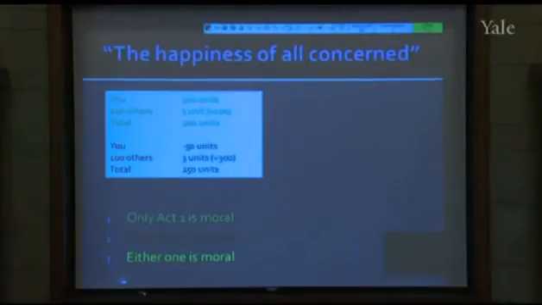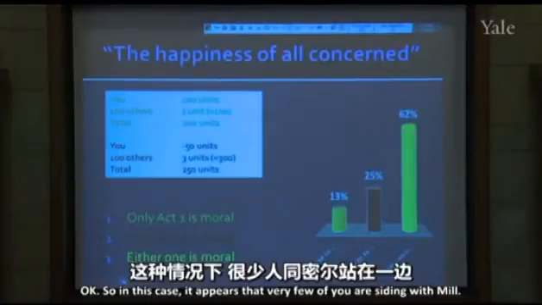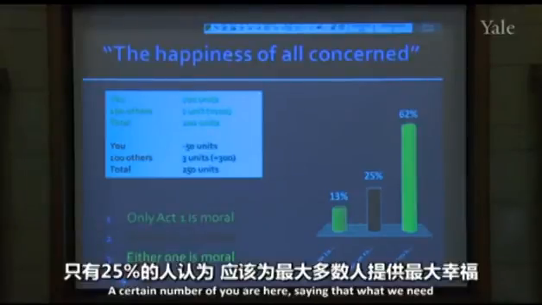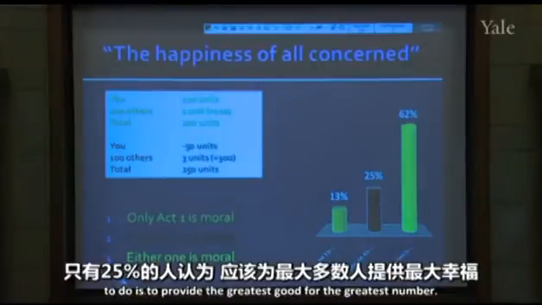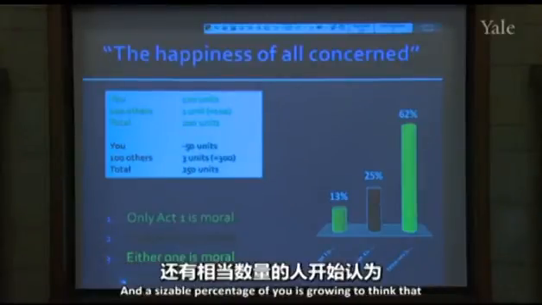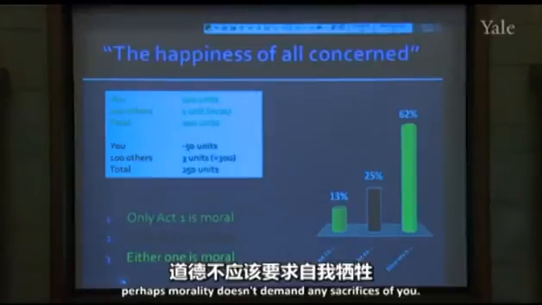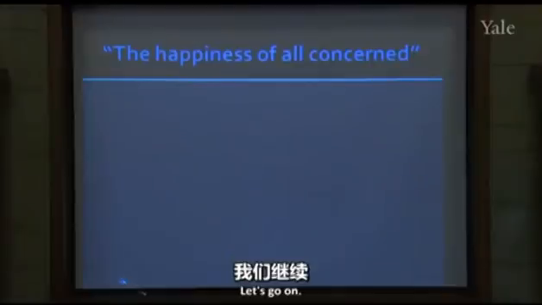Okay. So in this case, it appears that very few of you are siding with Mill. A certain number of you are here saying that what we need to do is to provide the greatest good for the greatest number. And a sizable percentage of you is growing to think that perhaps morality doesn't demand any sacrifices of you. Let's go on.